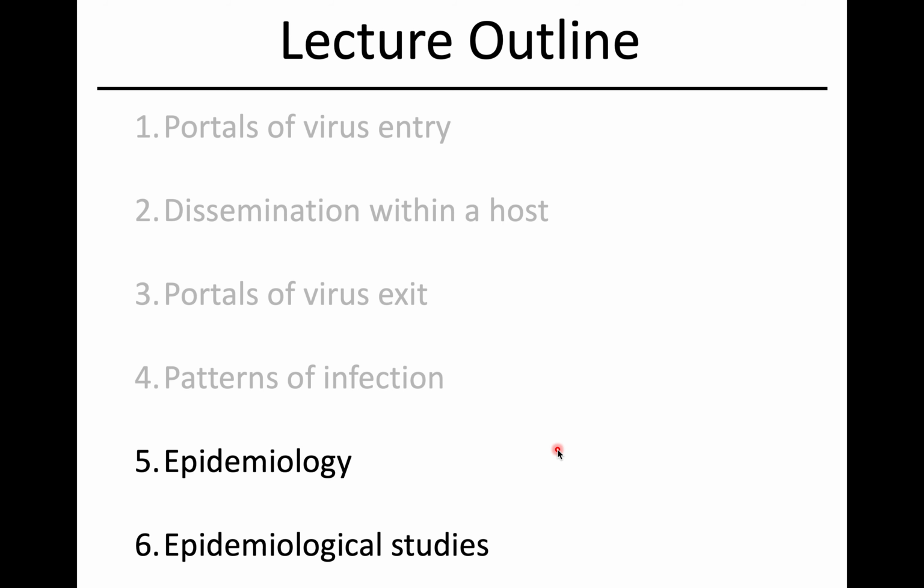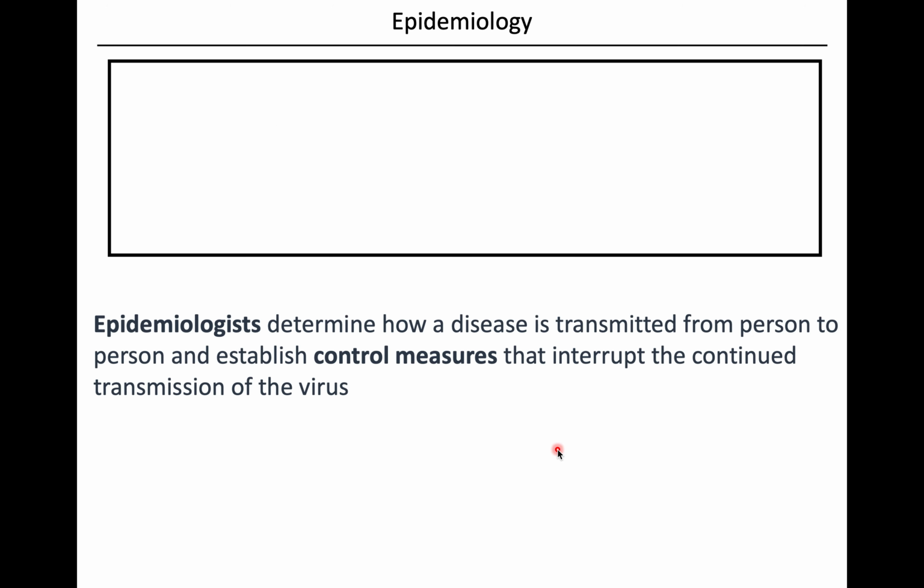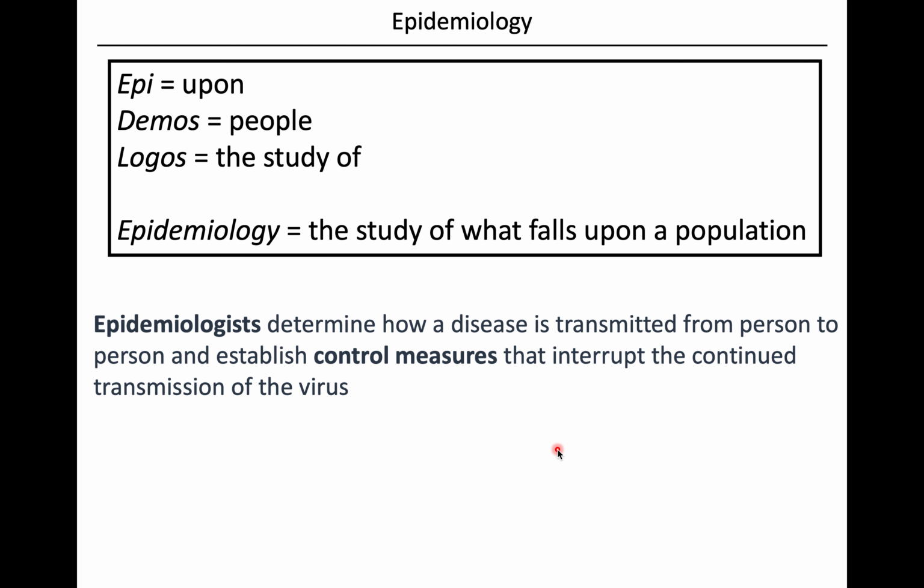To finish out Chapter 5, we're going to talk a little bit about epidemiology and epidemiological studies. If you are not familiar with epidemiology, it literally translates as the study of what falls upon a population. But this is a field of science closely related to medicine and hence to biology, where epidemiologists are basically trying to understand how particular diseases are transmitted, make links between maybe specific environmental conditions and diseases, things like cancer, and in terms of infectious diseases, trying to help establish effective control measures that are going to interrupt the transmission of a particular virus.